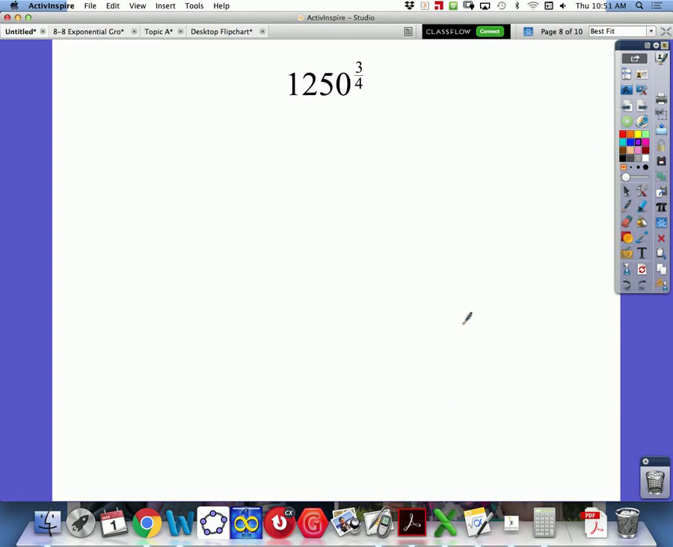Now getting a little bit harder. We have 1,250 to the 3/4 root. So first thing we're going to do is make our radical. Put that on the inside. And then it's to the 3rd power. So that's a 4th root.